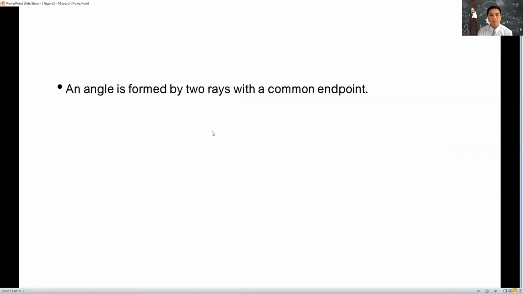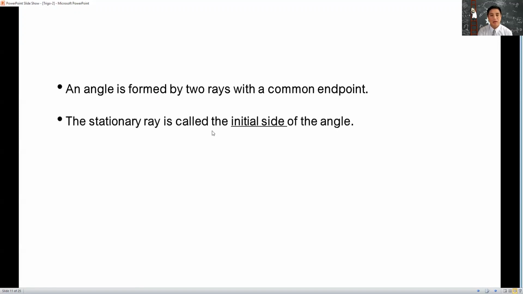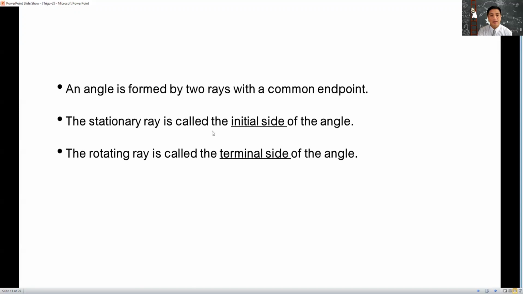And this is the formal definition of the angle. An angle is formed by two rays with a common endpoint called the vertex. And the stationary ray is called the initial side of the angle. And the rotating ray is called the terminal side of the angle. So to illustrate, this is the stationary ray. It always stays here, and that is where you start measuring or turning the angle. So that is the initial side, and the other line is called the terminal side, where the turn ends or the measurement of the angle ends.